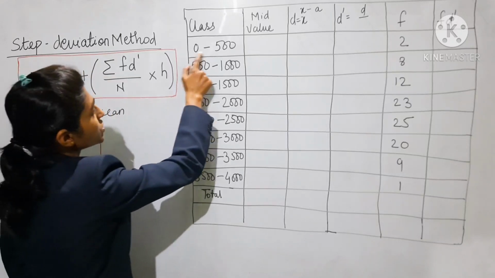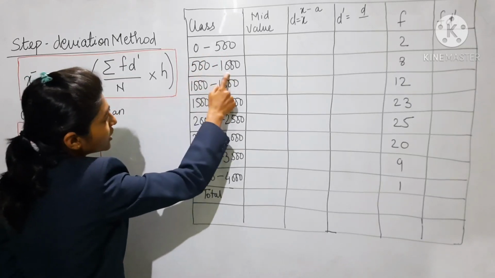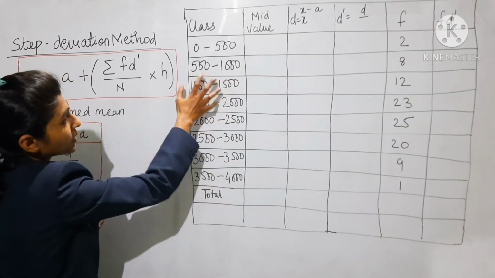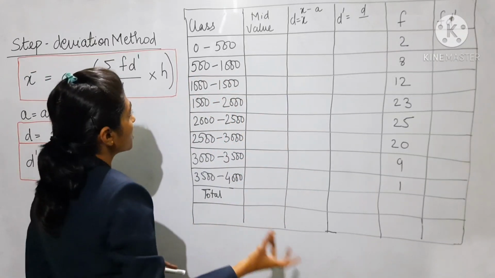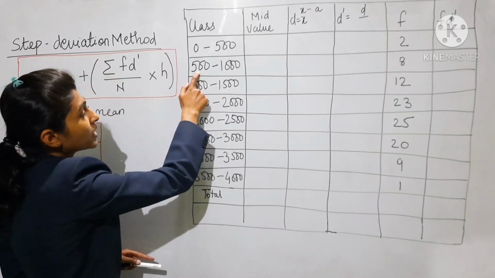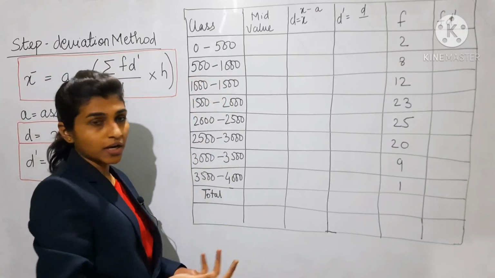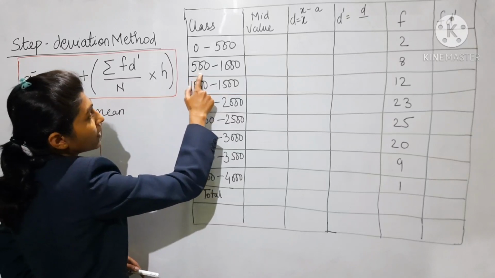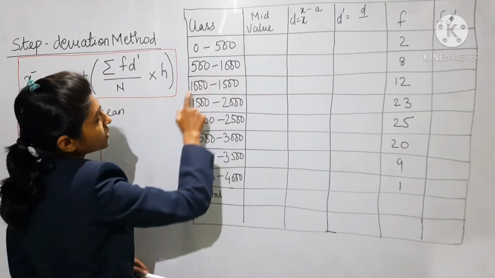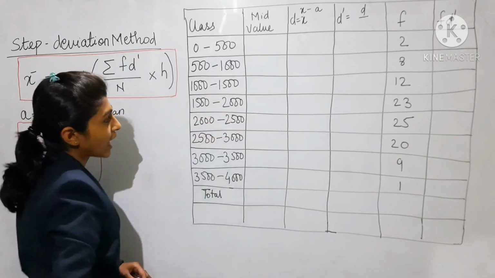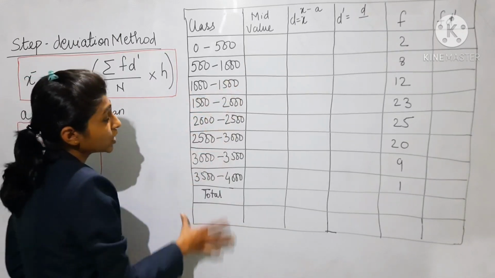Continuous data is what? 0 to 500, 500 to 1000, meaning there is an upper limit and a lower limit in continuous frequency. Like the lower limit is 500 and the upper limit is 1000. So this is 500 to 1000, 1000 to 1500 and so on. Okay, this is continuous data.